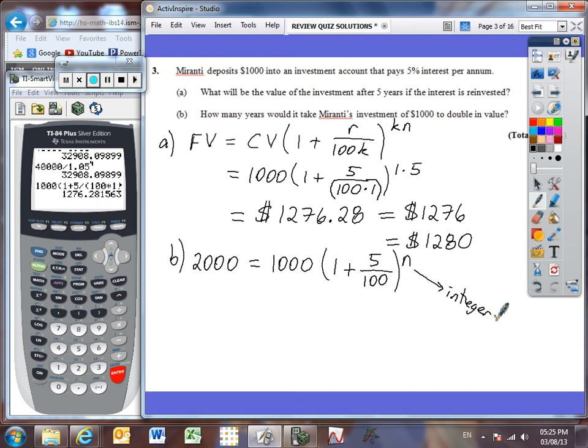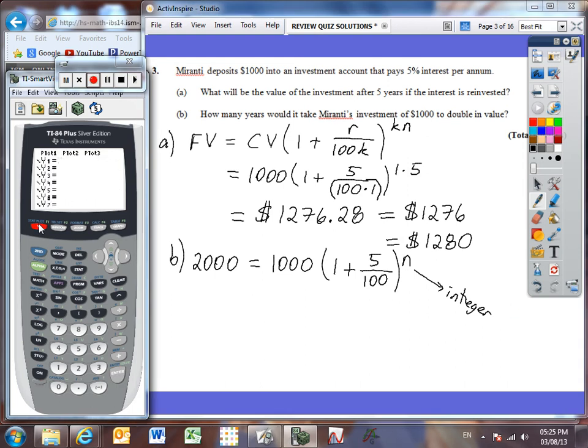This is an important observation because it gives us a clue about the solution technique that we can use. I'm going to use a table, and it's always good to use a table when you're looking for an integer answer. So let's start by going to y equals and putting in the right-hand side here. That's going to be 1,000 times 1 plus 5 over 100.